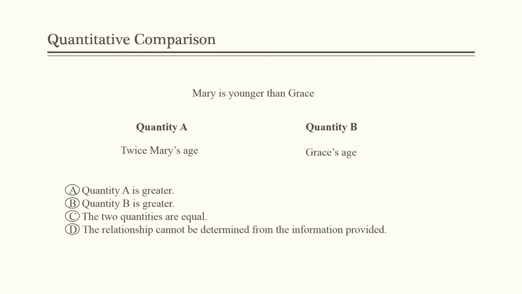Here is a typical quantitative comparison question. You're given a fact. In this case, the fact is Mary is younger than Grace. And then you are given two quantities that are defined for you in the question. Quantity A is twice Mary's age, and quantity B is Grace's age. And the choices of answers that you have are quantity A is greater, quantity B is greater, the two quantities are equal, the relationship cannot be determined from the information provided.